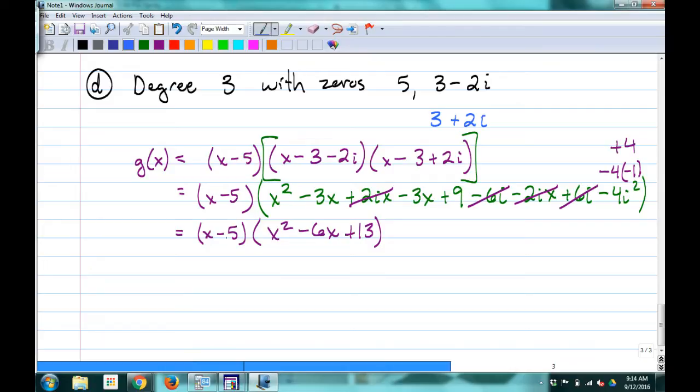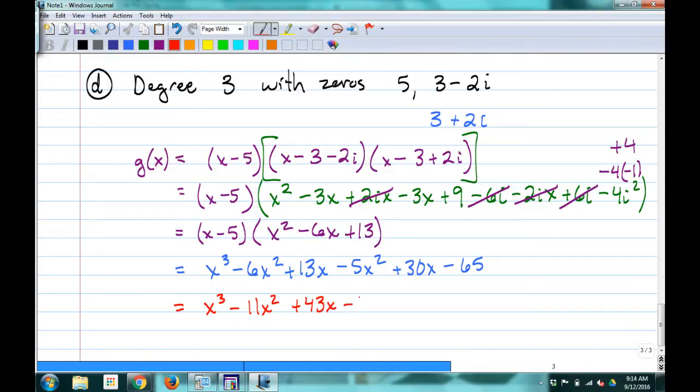All right, and then the next thing to do is multiply the x minus 5 times the x squared minus 6x plus 13. So I'm just going to run the x through there. x cubed minus 6x squared plus 13x. And then run the negative 5 through there to be negative 5x squared, positive 30x, and then a negative 65. Simplify, write it in descending order. x cubed minus 11x squared plus 43x minus 65.